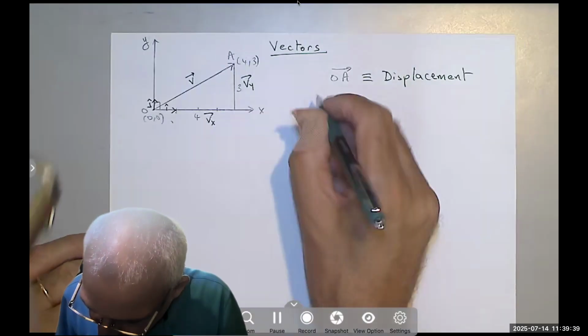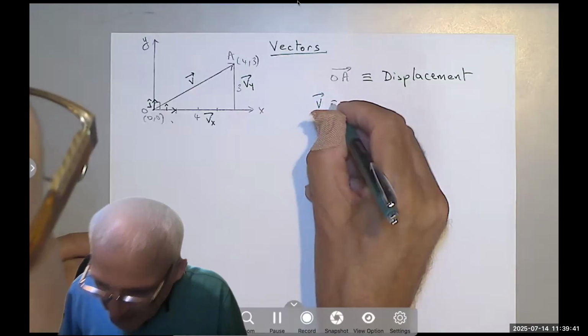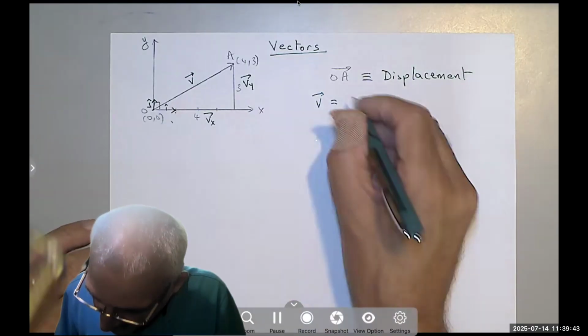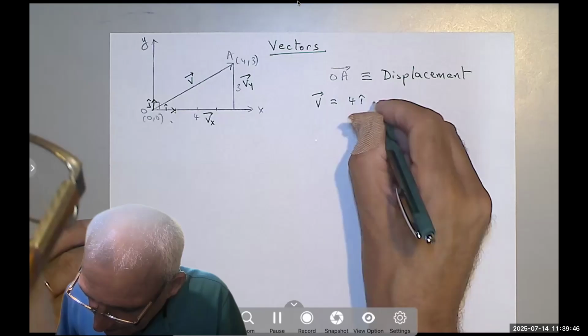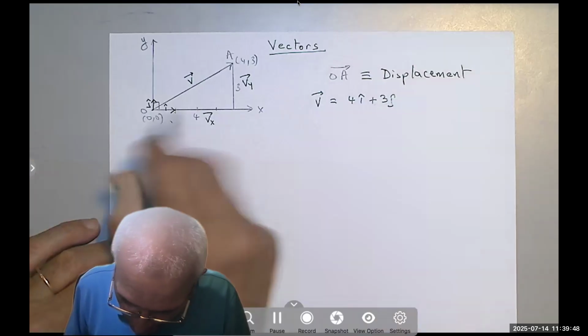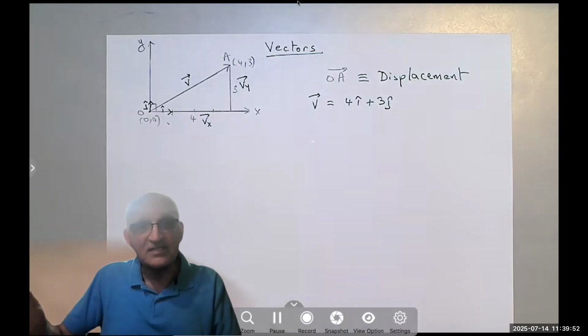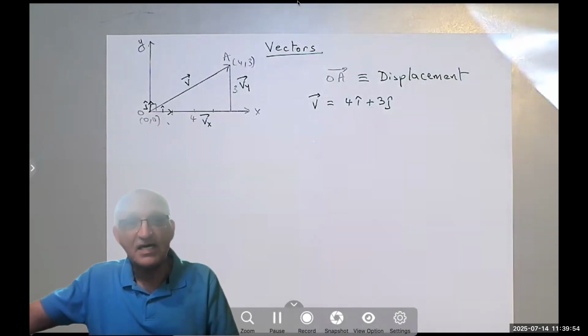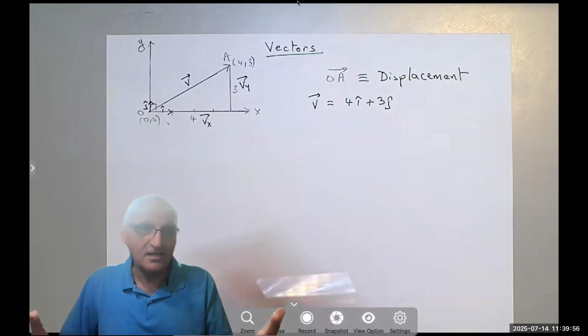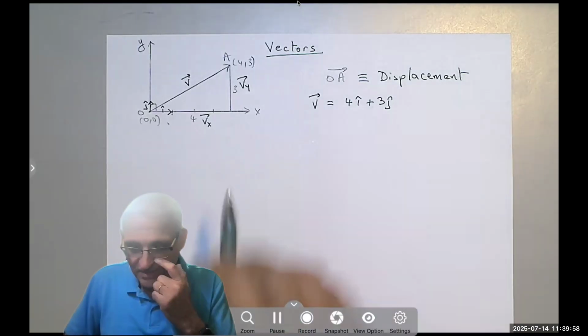So this vector v now can easily be represented in math as 4i plus 3j, or 3j plus 4i. It's the same thing as we said. Or i plus j plus i plus j plus i plus j plus i. 4i's and 3j's. I don't care, as we said.